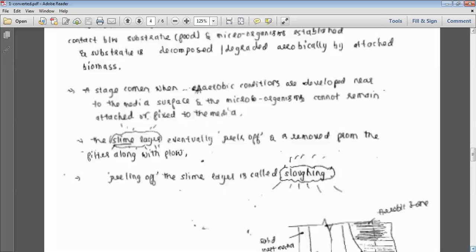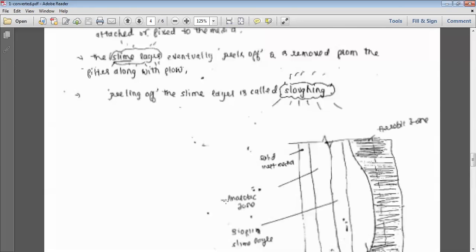The slime layer, or this biofilm layer, will eventually peel off or be removed from the filter along with the flow. So the slime layer is called sloughing. So this is one more definition. It is called sloughing. You have to remember the term, or if you can't remember it in the exam, it's okay, but you should understand it. You should be able to express it in a good way.